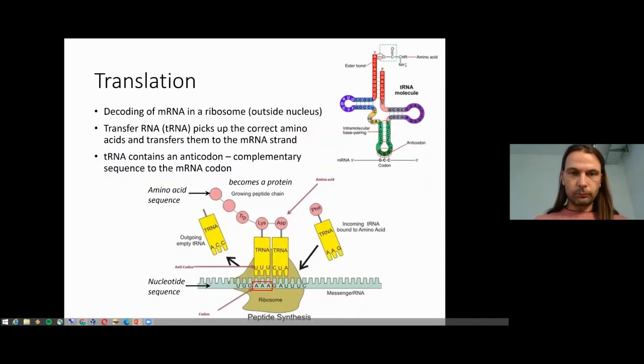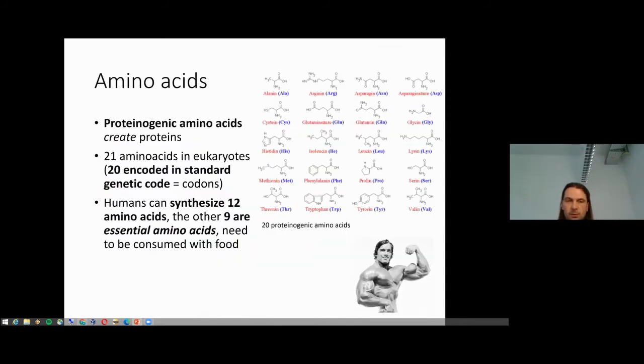So, looking at some amino acids, we have what we call proteinogenic amino acids. These can build proteins. There are 21 in eukaryotes, and 20 of them can be encoded with the standard genetic code. We as humans can synthesize only 12 of them in our bodies. The other 9 we have to take in with our diet. That's the reason why people who want to build muscles use protein shakes, which contain these so-called essential amino acids.